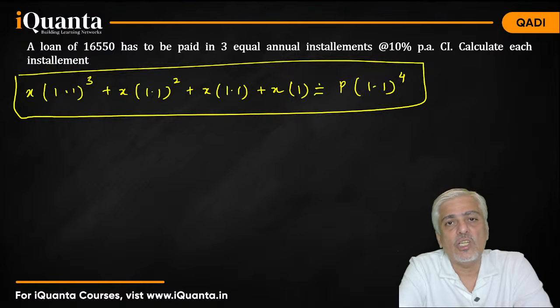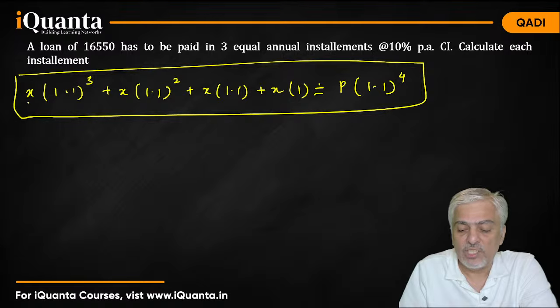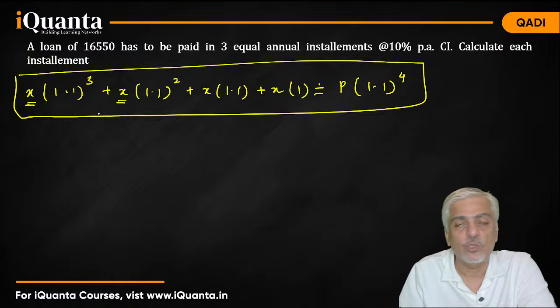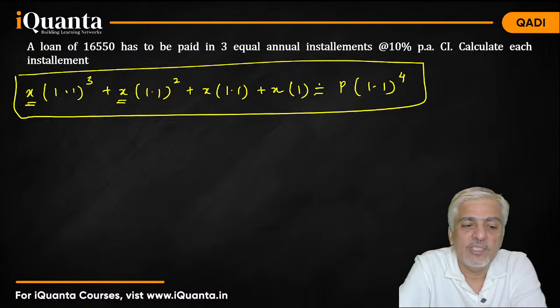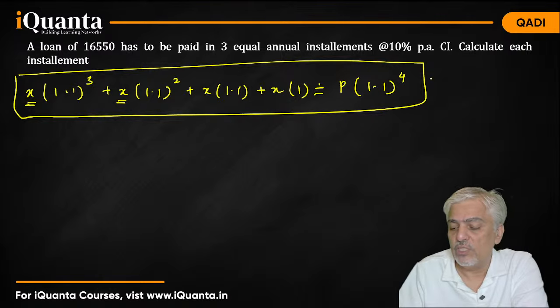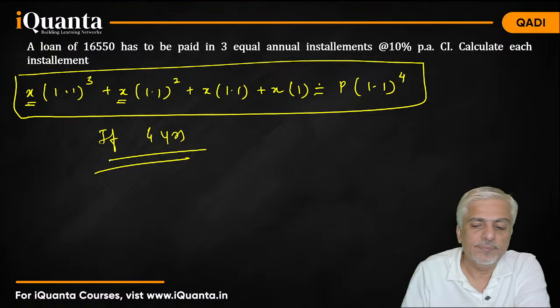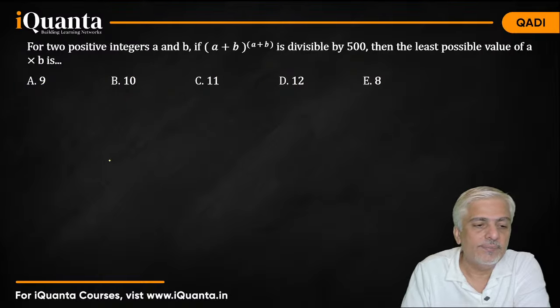Now instead of equal installment, if they give you unequal installment, they will give you some relation. So here x could be, here 2x could be, or whatever, they can give you some relationship like that. Everybody clear now with this type of questions? If it was 4 years, you can do this. Okay, let's go ahead.